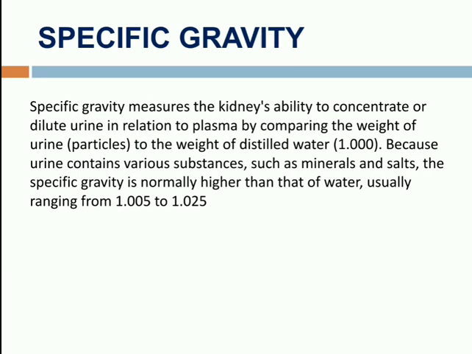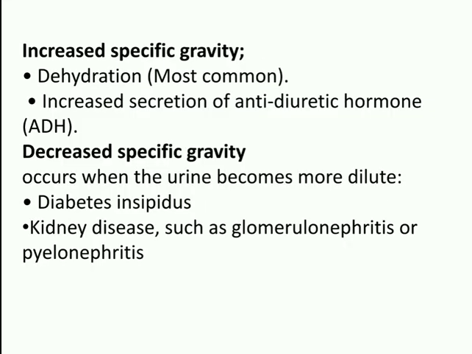Specific gravity. Specific gravity measures the kidney's ability to concentrate or dilute the urine. There are certain conditions where specific gravity is increased. They may be dehydration or increased secretion of antidiuretic hormone, or ADH. Specific gravity is decreased during diabetes insipidus or during kidney disease like glomerulonephritis or pyelonephritis.